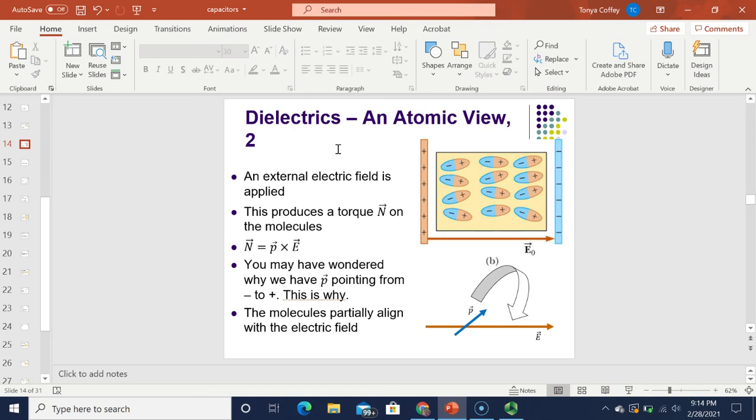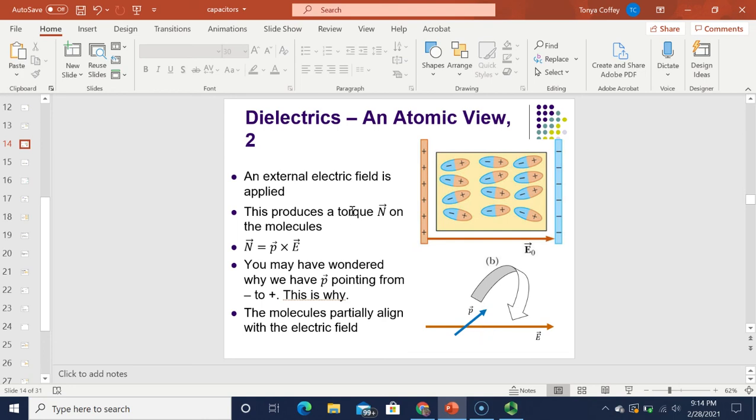Now, if you picture your dipole moment as pointing from the negative charge to the positive charge, then you can see here E points right and P is pointing at this random angle here, and P is going to want to rotate clockwise to align with that electric field. That's how the torque is going to act on that sucker, okay?